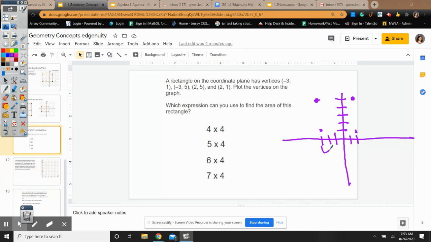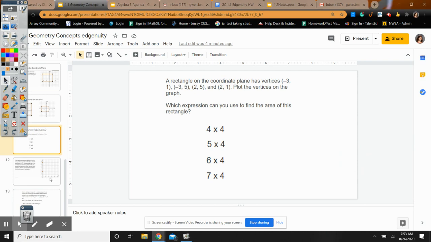What would the base be here? Well, I went from -3 to 2. How far is it from -3 to 2? That's a total of 5. That's enough for me to get the answer because there's only one of them that has a 5. But if I went up and down, I was going from 1 to 5, and that would be 4. So it's 5 times 4, which would be 20 square units.